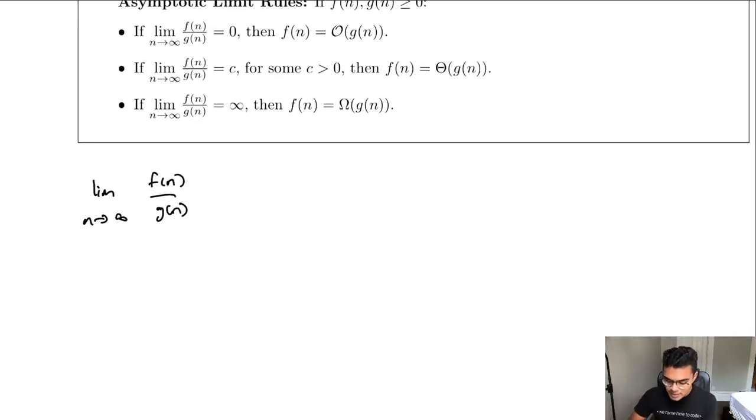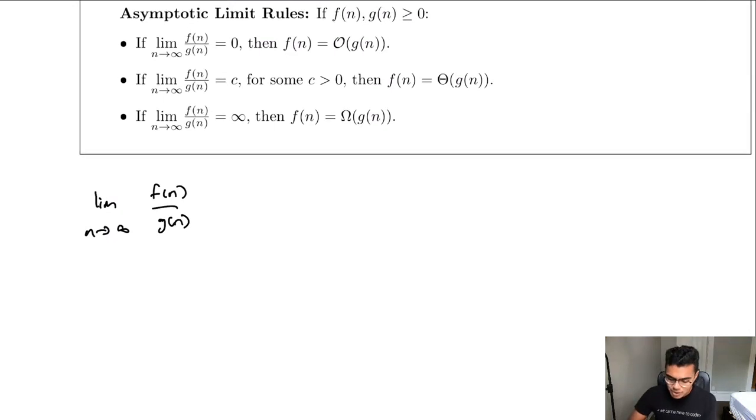And we can easily see why big O makes sense: our g of n term is superior to f of n, it's far greater, and this limit going to 0 proves that f of n is equal to big O of g of n.